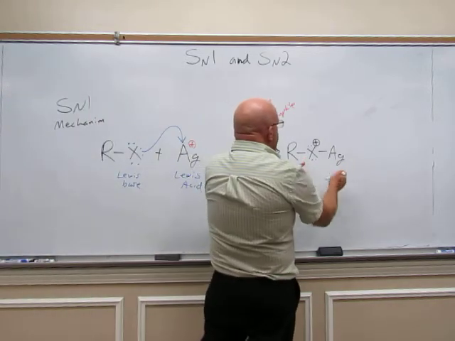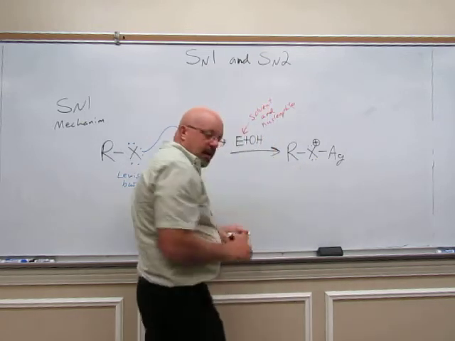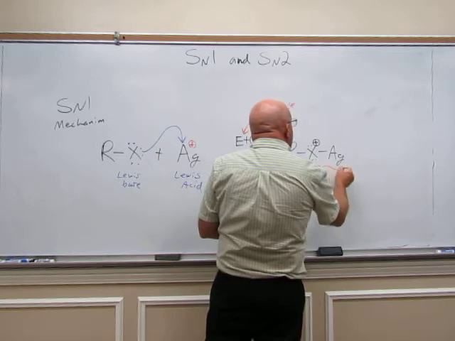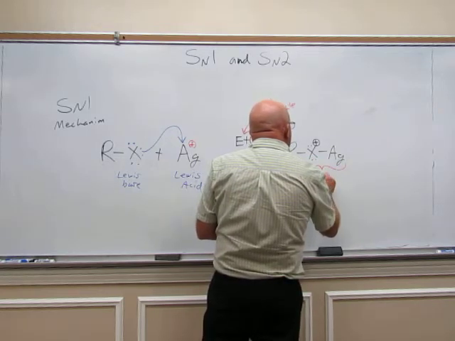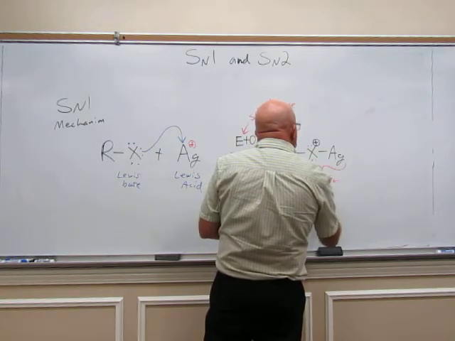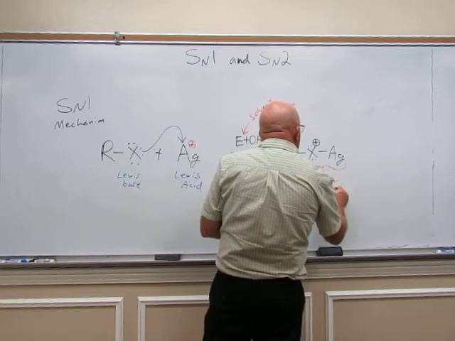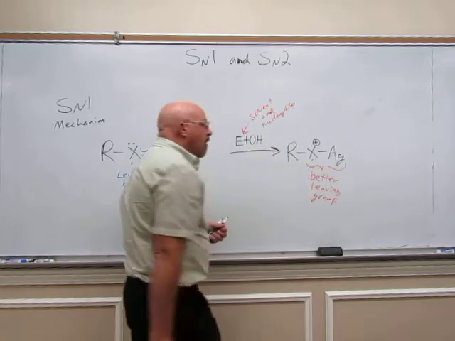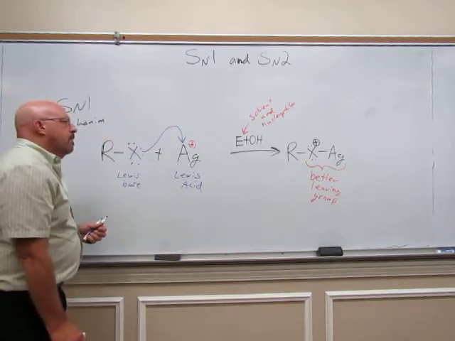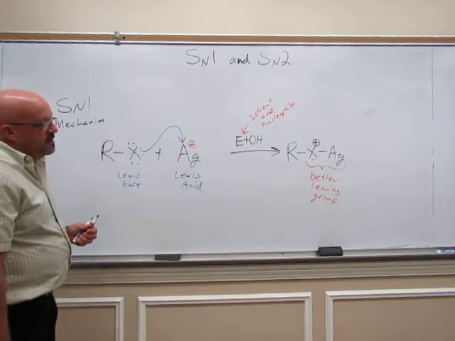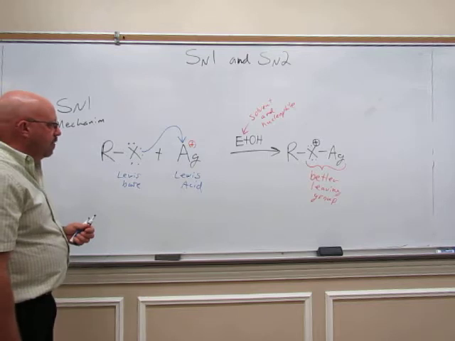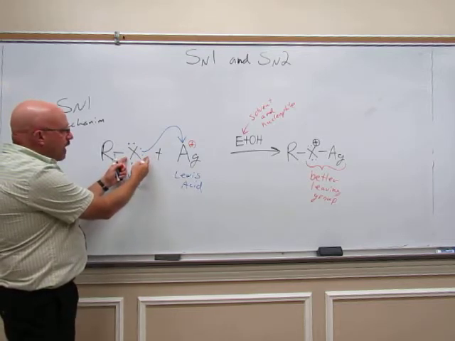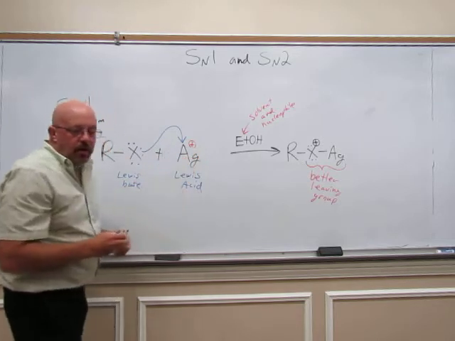What we've accomplished is we have made the halogen atom a better leaving group. This is now a really good leaving group. That halogen wants to leave because it doesn't want to have that plus charge. We went from an okay leaving group to a really, really good leaving group.